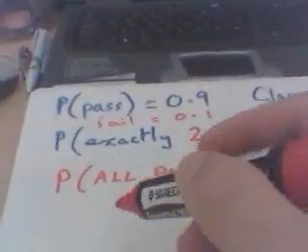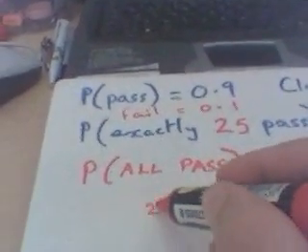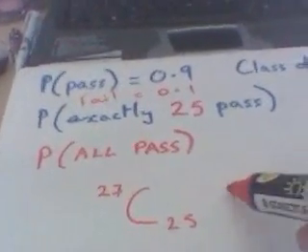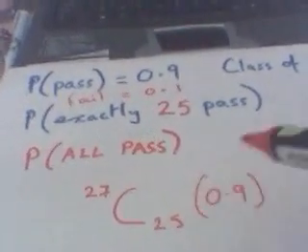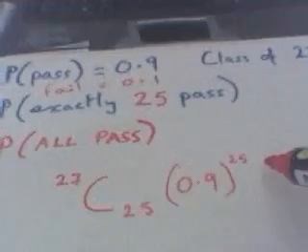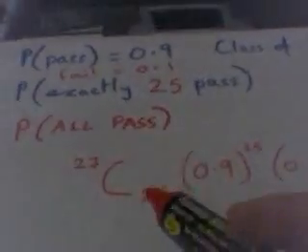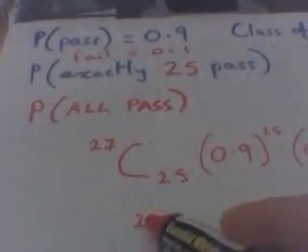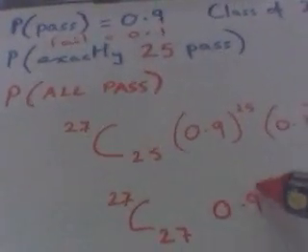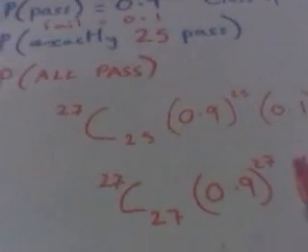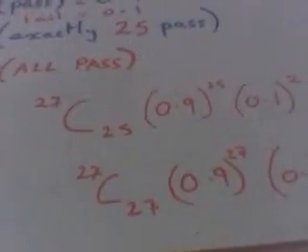And your answers. The first one would be 27 choose 25, 0.9 to the power 25, 0.1 to the power 2, and the final one is 27 choose 27, which is 1, so we don't really need to do that part. We've got 0.9 to the power 27, and we've got 0.1 to the power nothing, which is 1 as well. So all we really need when we're just asking for everybody passing is 0.9 to the power 27.